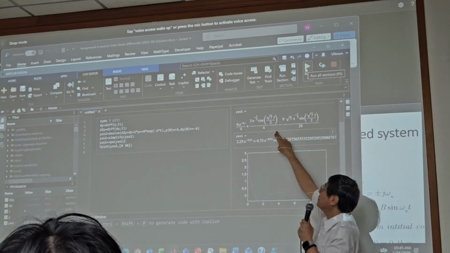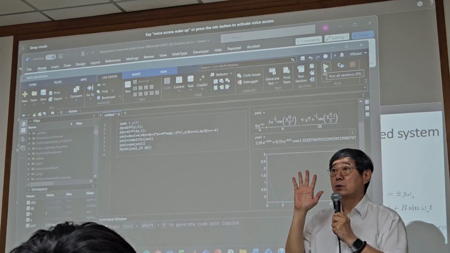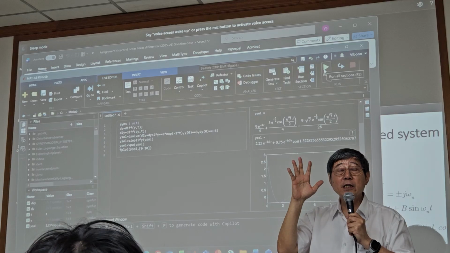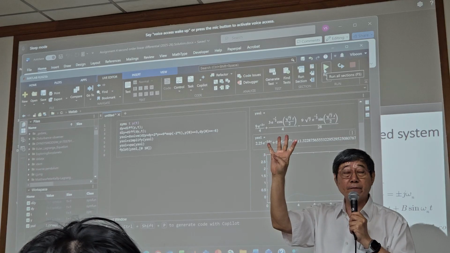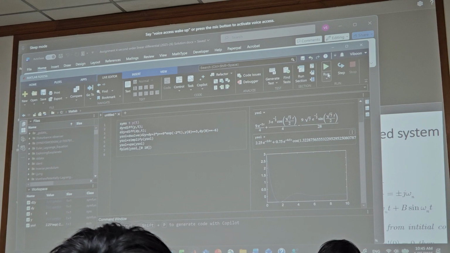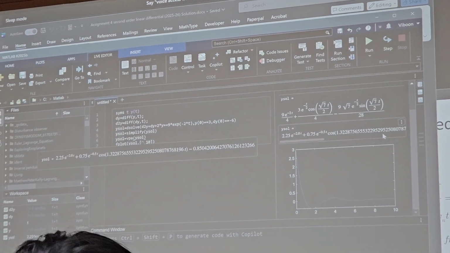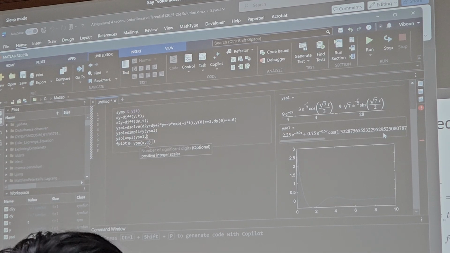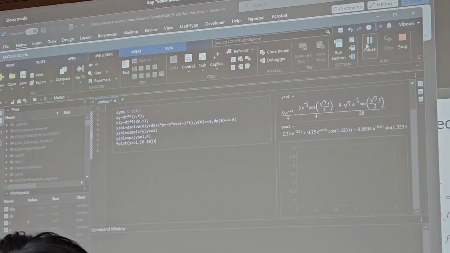Very accurate system. You see 1 point something. Let's say if I want to show only some significant digits, let's say I want to put 4 significant digits. We can do this by comma and 4. Okay, comma and 4. Now you have this one.